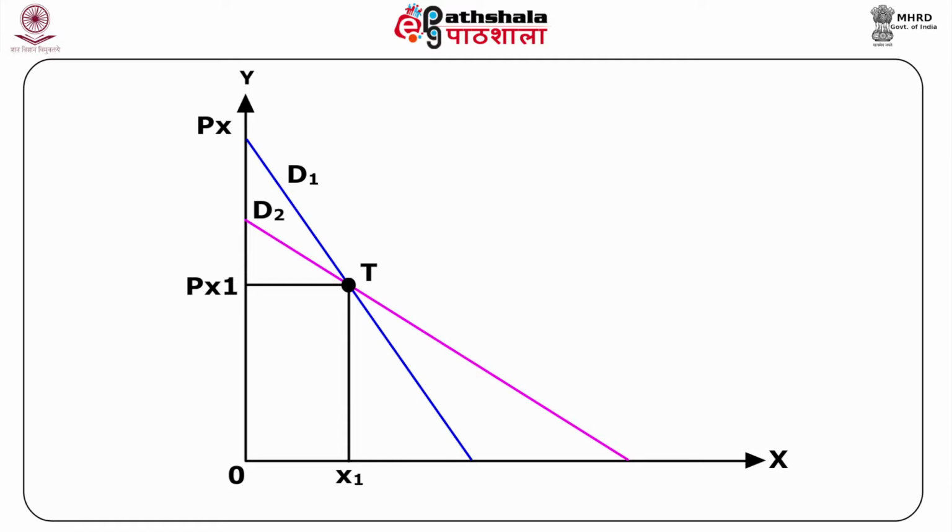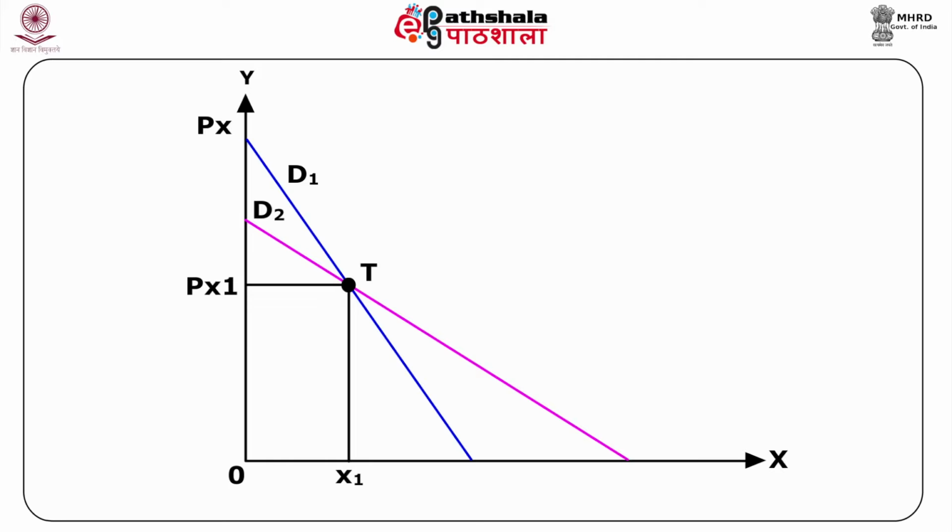If the two demand curves D1 and D2 are intersecting at point T, what is the elasticity for both the demand curves? Are they the same or different? If the two demand curves intersect each other, then the curve which is relatively flatter will have a higher price elasticity of demand. This is because the flatter the demand curve, the greater is the percentage change in demand due to a percentage change in price. Note, the slope of the demand curve is given by dP by dx.